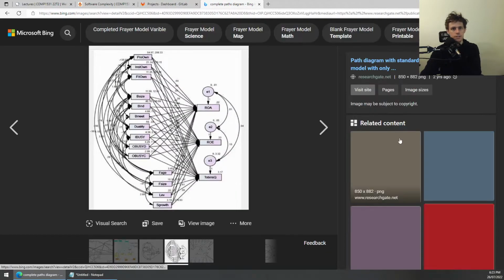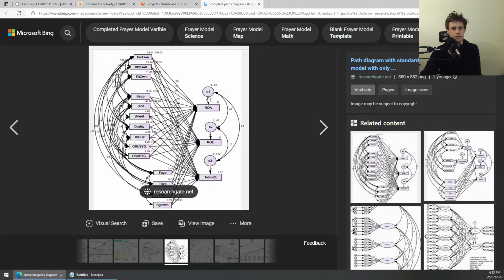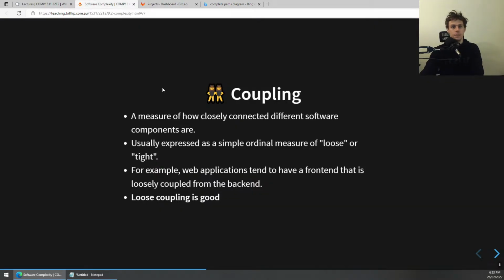This is kind of complex. This is what you would call tightly coupled software. Everything's really well connected to each other. So it's a measure of how closely connected different software components are.